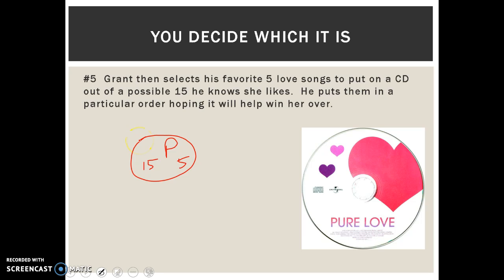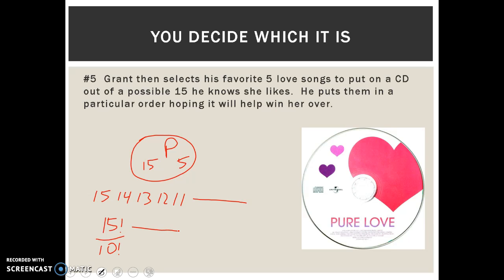We could also do this like this. He has 15 songs to choose from for his first song, and then 14, and then 13, and then 12, and then 11. And he could just multiply those together, and that's the number of orders that he can put those songs in. Or he can do it as 15 factorial divided by 10 factorial, because the 10 factorial will wipe out the rest of them that are in the 15 factorial. And so again, this is a permutation because the order that the songs are in makes a difference.